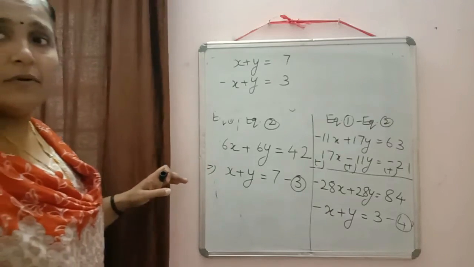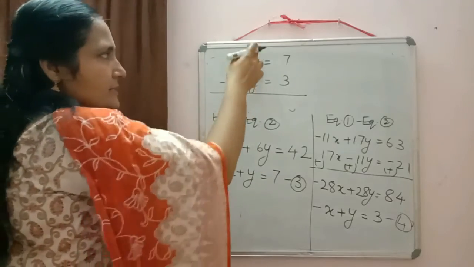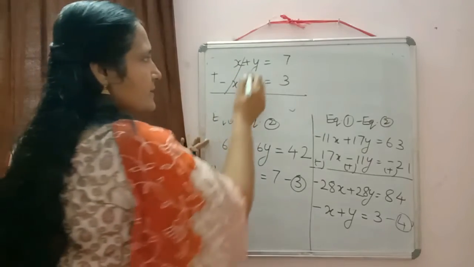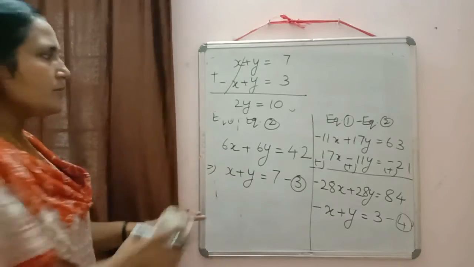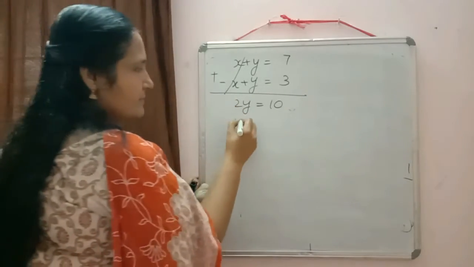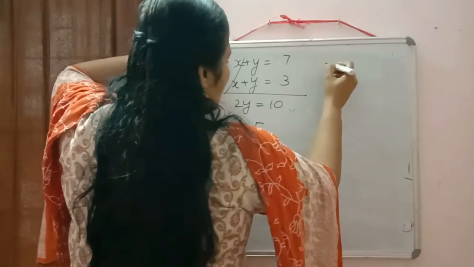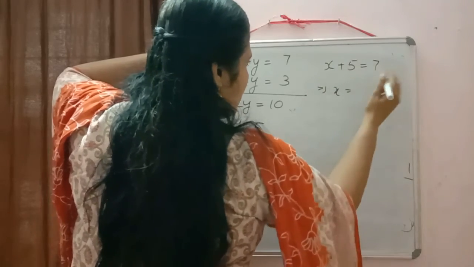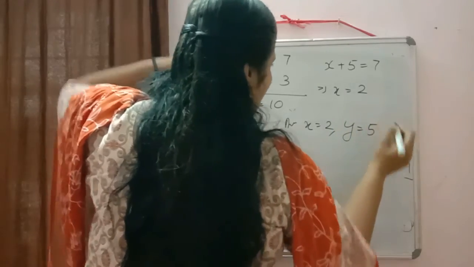Now what we can do? Yes, we can add. If you will add, x will get cancelled. If you will do the subtraction, y will get cancelled there. So when we will add, x and minus x will get cancelled. We will get 2y is equal to 10. So if 2y is equal to 10, y is equal to 5. Now we can substitute the value of y in this equation only. So we will get x plus 5 is equal to 7. Then x is equal to 7 minus 5, 2. So write down the answer as x is equal to 2 and y is equal to 5.